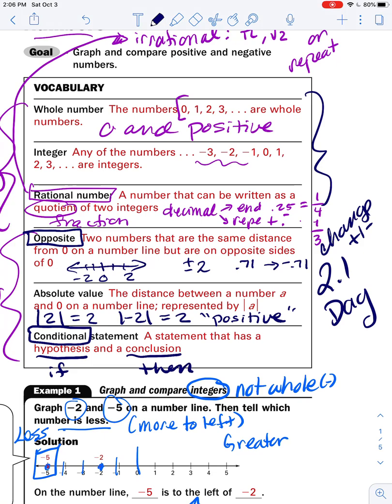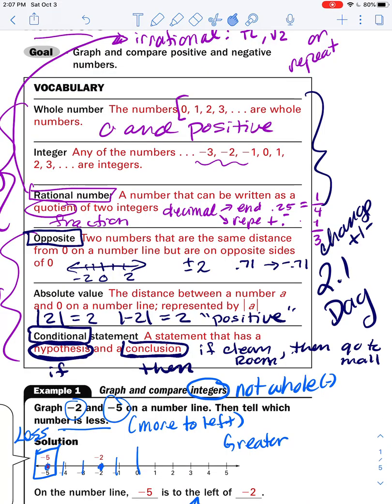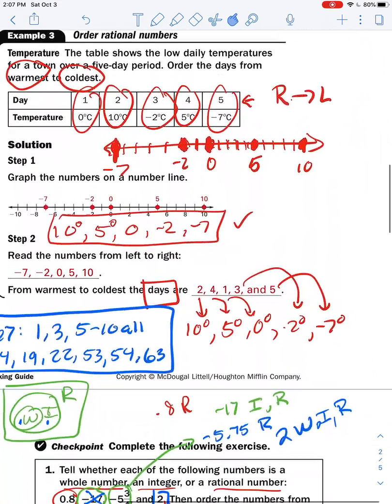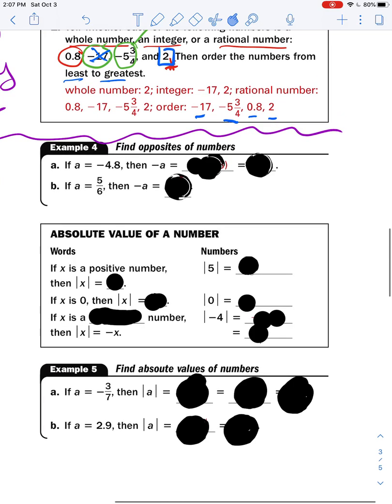So if you clean your room is the hypothesis, and then the then part where it says then you can go to the mall, that's the conclusion. So you're going to have your if, then your hypothesis, which would be clean your room, then, and now the conclusion, you can go to the mall. But they're going to be math statements, but they're going to be if-then statements. So not a lot of calculation again today. We're just going to be doing some thinking and kind of remembering what those new terms mean to us.